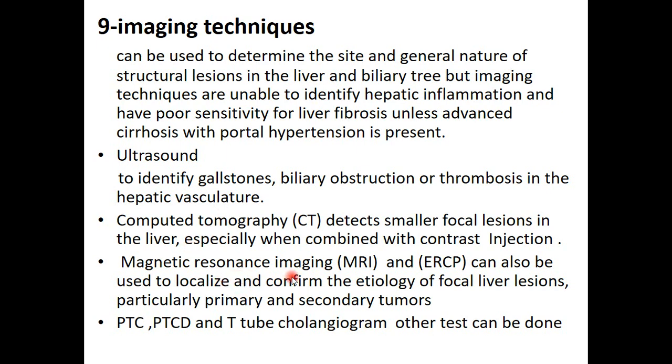MRI of the liver is very helpful, and MRCP and ERCP, endoscopic retrograde cholangiopancreatography, are also very important to localize and to confirm the etiology of a focal liver lesion, particularly primary or secondary tumor. Also you can do PTC, percutaneous transhepatic cholangiography, or PTC-D drain, and T-tube cholangiogram. T-tube cholangiogram is an important test used commonly in patients post-operatively after biliary surgery to assess the patency of the biliary passages.